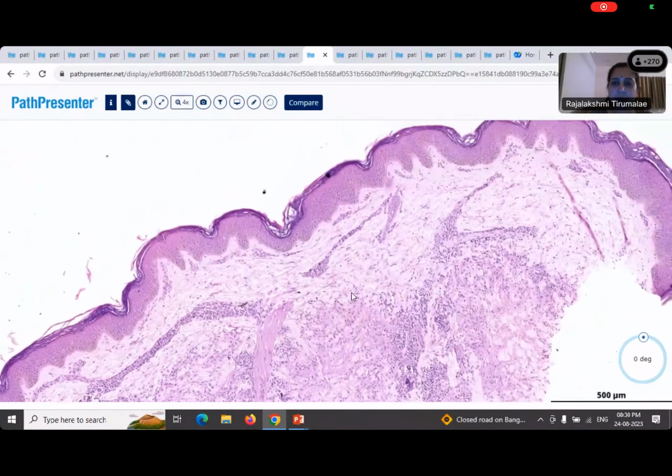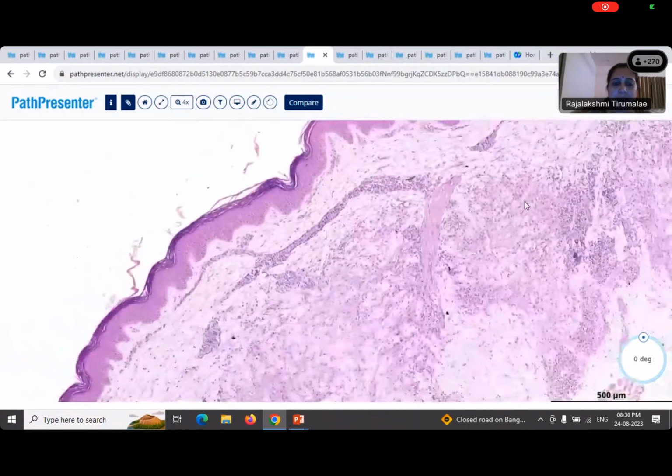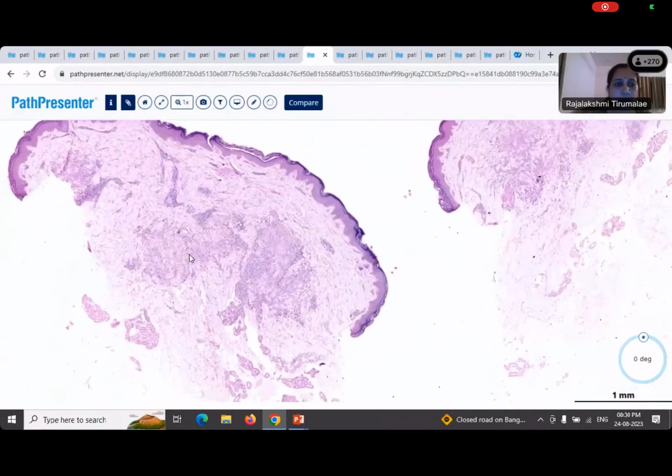And anything in the epidermis? Is there anything of significance? No, right? So the epidermis looks relatively uninvolved. Okay, so now do you want to attempt a diagnosis, or do you want to do any special stains?